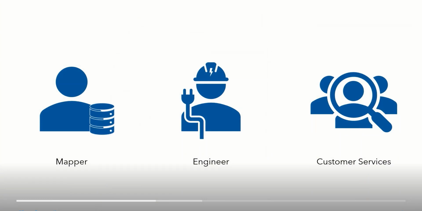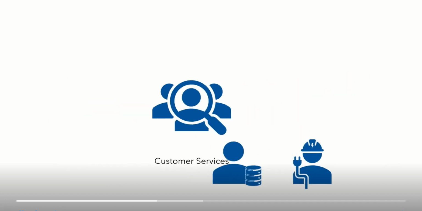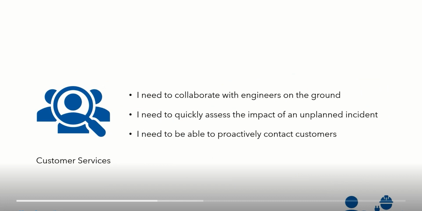Now that the engineer has used Utility Network Editor to understand how to isolate a leak that's occurred on the network, let's consider how customer services can then identify the impact to customers. The customer services team must be able to collaborate with engineers on the ground to understand the impact of that leak to the water utility's customers who now may be temporarily off supply whilst the issue is resolved.